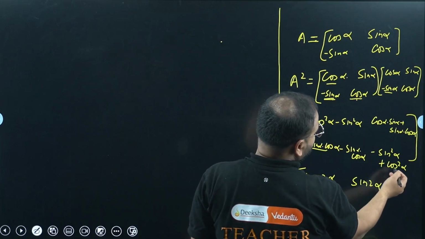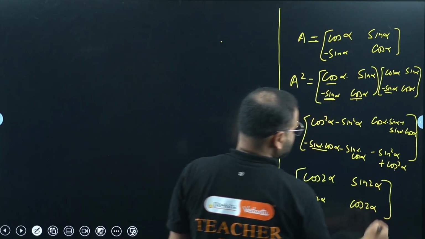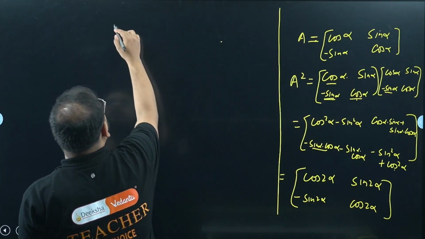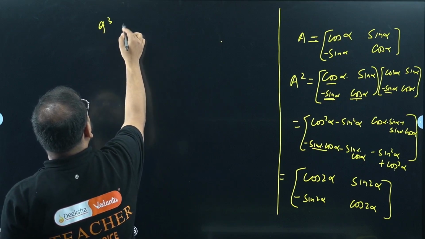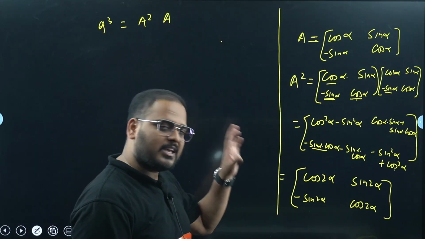What about this? Check here. Cos square alpha minus sin square alpha. Same formula, so cos 2 alpha. This is my A square. What about A cube? So A cube will look like this: A square into A. Correct? A cube is A square into A.